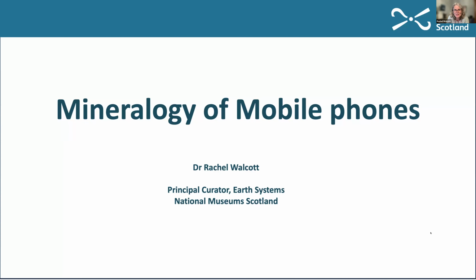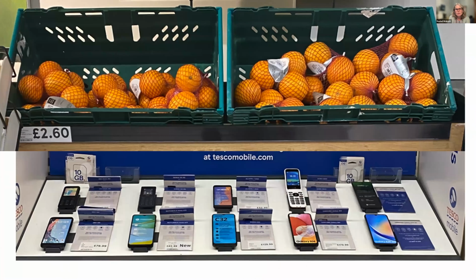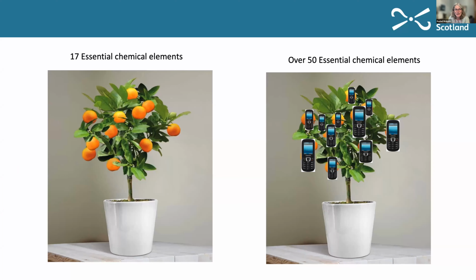Right. So today I'm going to be talking to you about the ingredients of mobile phones, probably something everyone has here and maybe are even watching this talk on. They're so common that this is what I found in my local Tesco's last night when I went to get some orange juice. You can buy oranges and mobile phones in any size shop now. They're just ubiquitous. But unlike oranges, they don't actually grow on trees.